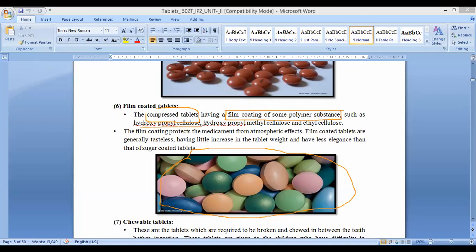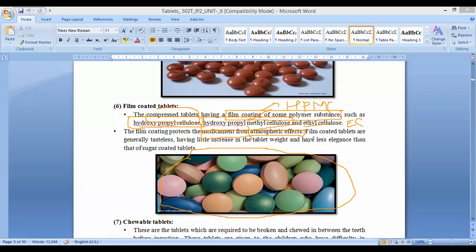HPC, that is hydroxypropyl cellulose. Then we have HPMC, that is hydroxypropyl methyl cellulose. We call it HPMC. It is HPMC. And then we have ethyl cellulose, short form is EC. The film coating protects the medicament from the environmental, that is the atmospheric, effect.